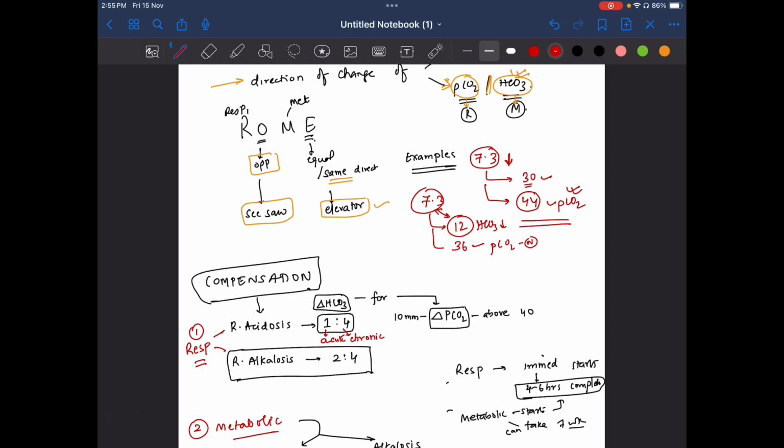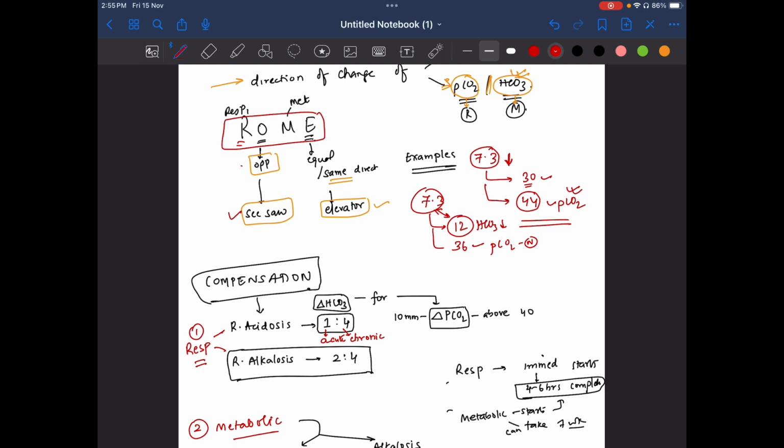Second thing is, I hope you understood this concept of seesaw and elevator, right? In respiratory disorders, the pH will move opposite to the carbon dioxide. If acidosis is there, that is pH goes low, carbon dioxide will be high. So high carbon dioxide will be the cause of decreased pH. If the pH goes high, that means there is low carbon dioxide. That is respiratory alkalosis. That is the seesaw.